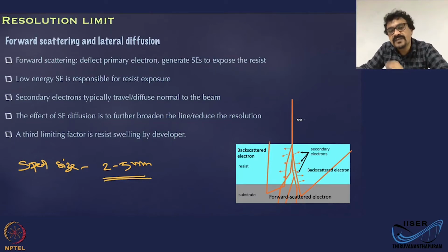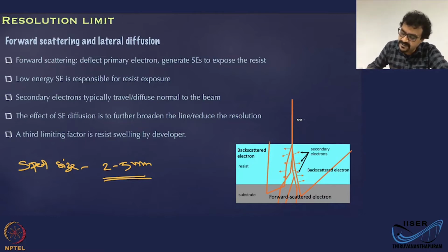Now let's look at what limits the resolution. Okay. So mostly in a lab atmosphere, you can get patterns down to 20 nanometers without a lot of effort. But pushing below 20 nanometers requires a lot of extra care. Okay. So most of this resolution issue comes from the lateral diffusion of the secondary electrons.